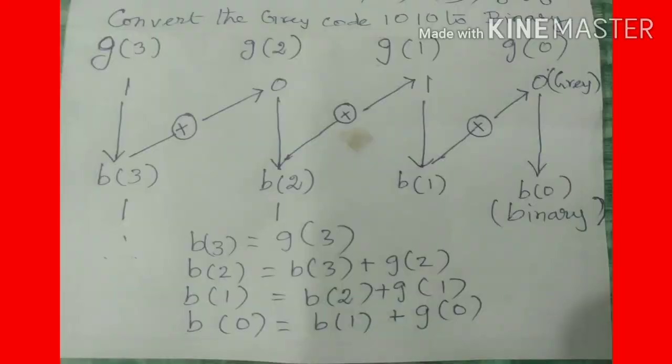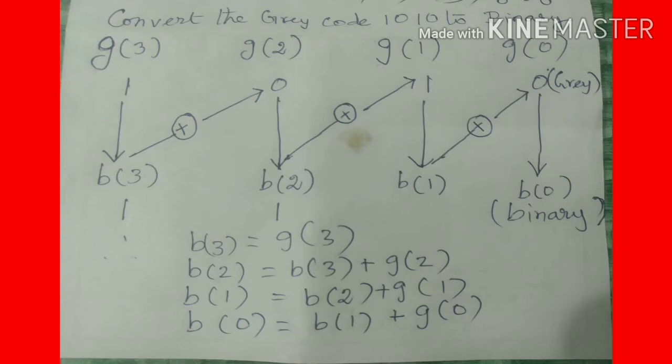Convert the Gray code 1010 to binary form. Here we consider the 1010 in terms of G3, G2, G1 and G0 respectively. Then consider the value of G3, 1, for the value of B3. Then it is added to G2 value of 0. Adding 1 and 0, we get the value of 1. It is taken as B2.